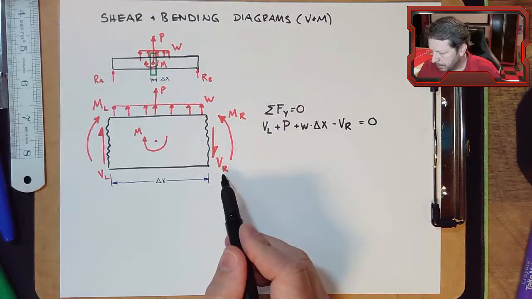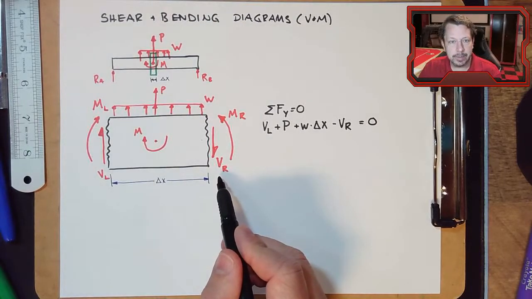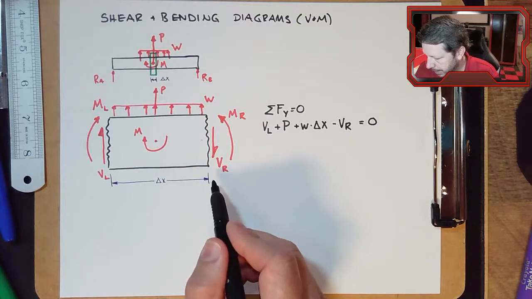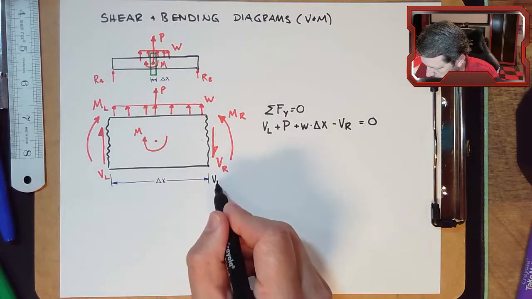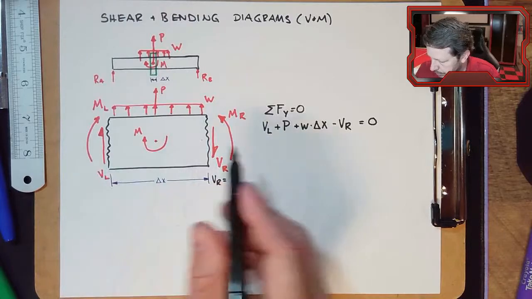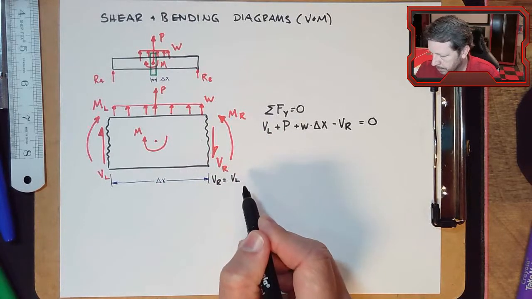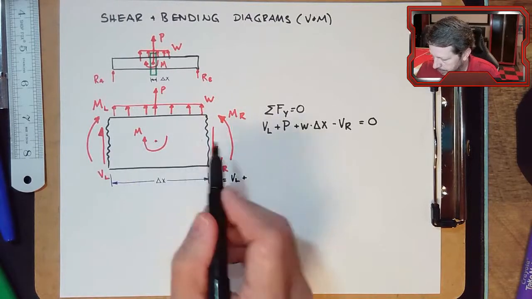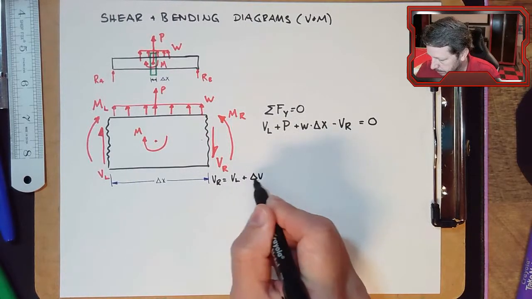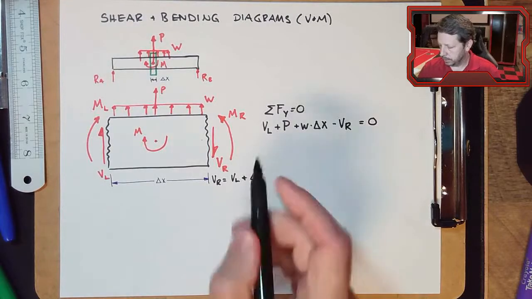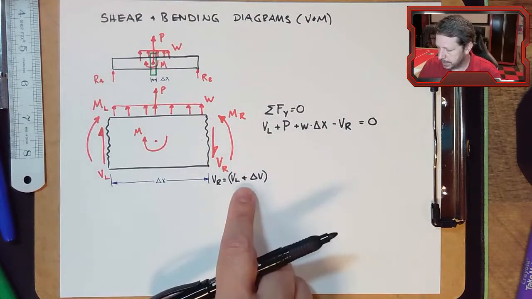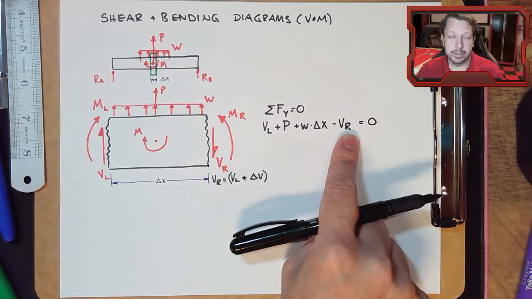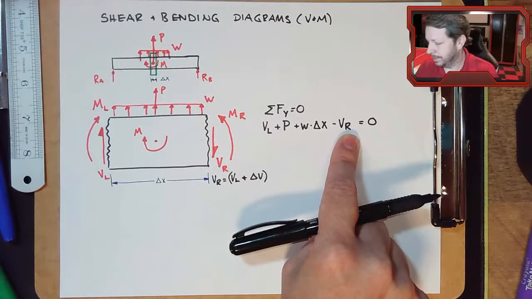Now this VR, I'm going to rename it. I'm going to leave it VR, but I'm going to redefine it. I'm going to say that VR is actually equal to the shear force on the left-hand side plus any amount of change between this point and this point, so plus delta V. And so I'm going to use this definition to put into what I have labeled as the shear on the right-hand side of the beam.